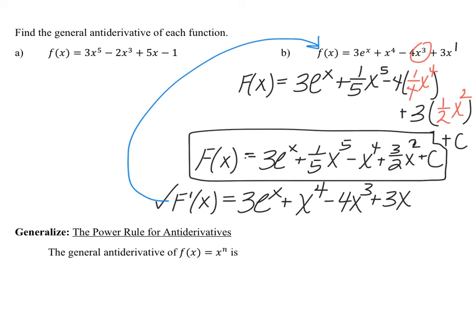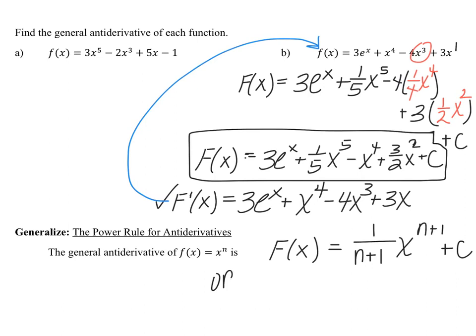So when we're finding the general antiderivative of x to the n power, then we are going to add 1 to our exponent. So we'll have x raised to the n plus 1 power. And then whatever that new exponent is, that's what we want to divide by. So I'm going to write it as 1 over n plus 1 as my coefficient. So this is our general antiderivative of x to the n. To make it a general antiderivative, we'll put a plus c there.